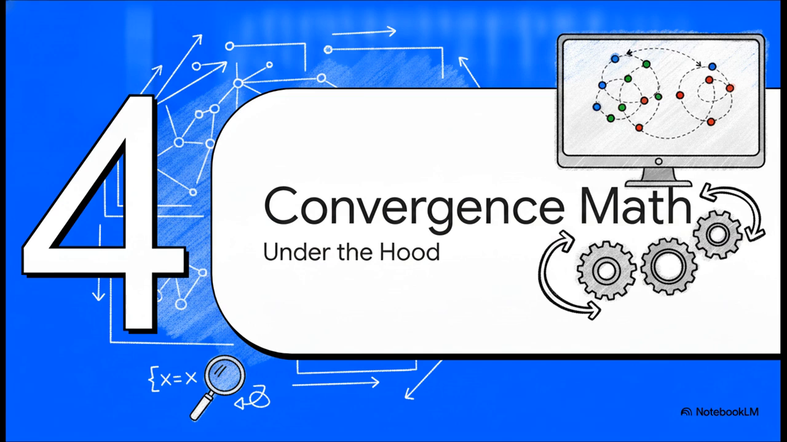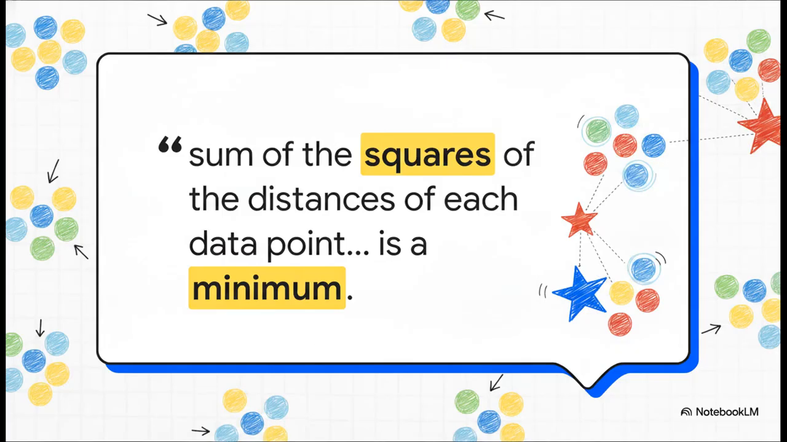Now, what's really interesting about this next part is how we actually score that dance. Section 4, the math and convergence. Okay, don't let the text scare you, because the core logic here is surprisingly simple once you translate the dense math. The official literature says the goal is to organize the data such that the sum of the squares of the distances of each data point to its closest vector is a minimum.